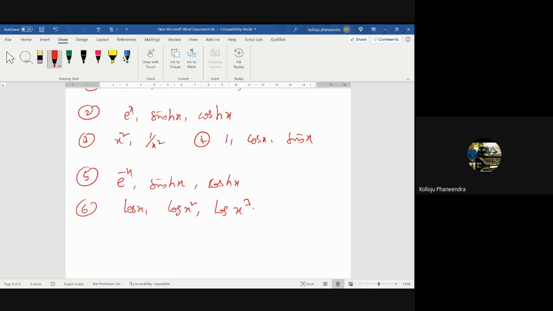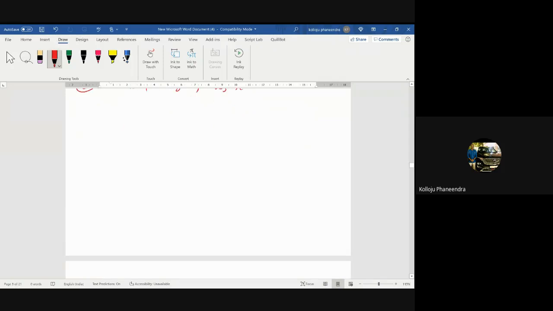The next one is how to solve higher order linear differential equations. Remember, only constant coefficient differential equations. First we see how to solve higher order constant coefficient linear differential equations. Okay, now one more point here.